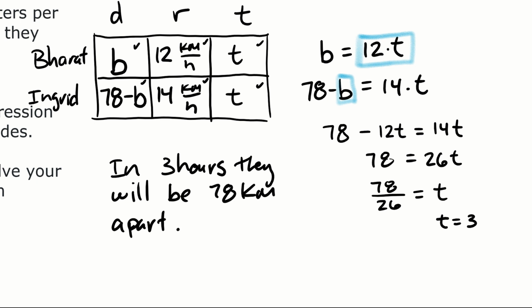And that is my answer for this, 3 hours. If they asked how far did Bharat travel and how far did Ingrid travel, I could figure that out by calculating B would have to be 36, right? So I know Bharat traveled 36 and Ingrid traveled 78 minus 36, but that wasn't the question. The question was just how long would it take for that to happen.